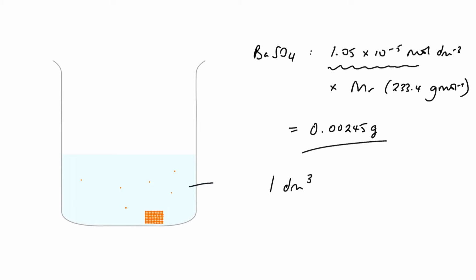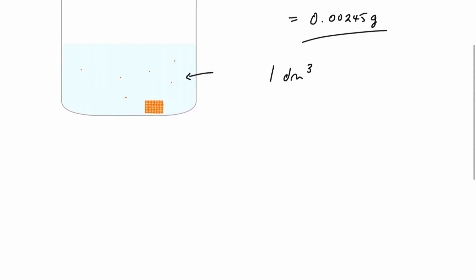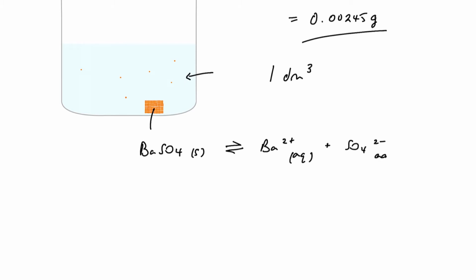I've got a picture of a saturated solution here, and in it we have an equilibrium between our solid barium sulfate, and that is an equilibrium with barium ions and sulfate ions. And remember, this is a dynamic equilibrium. So we have got solute dissolving and ions precipitating out at the same rate when we are at equilibrium.